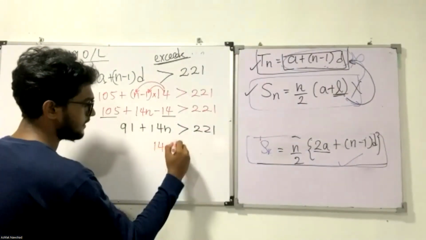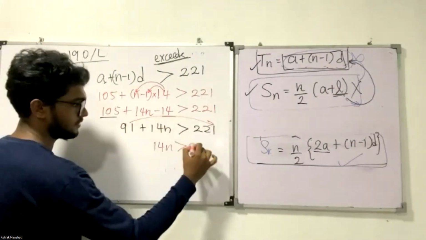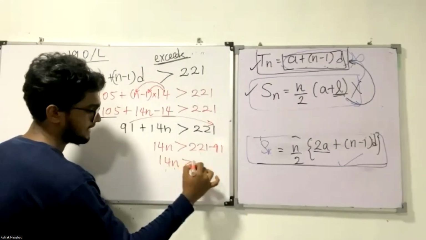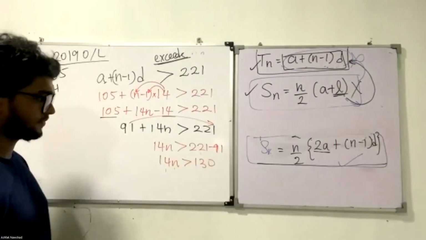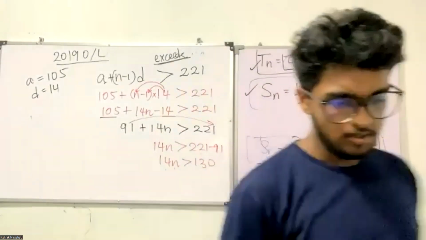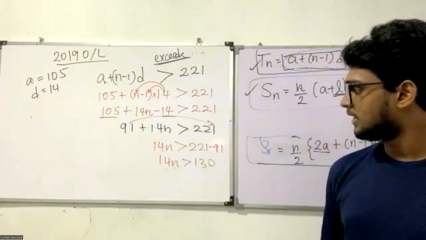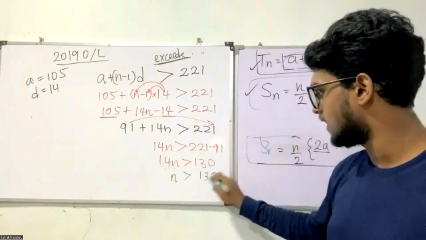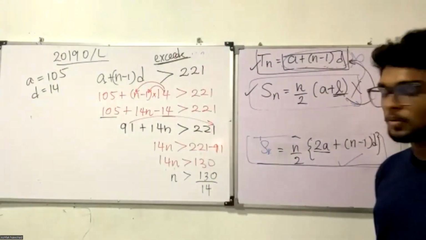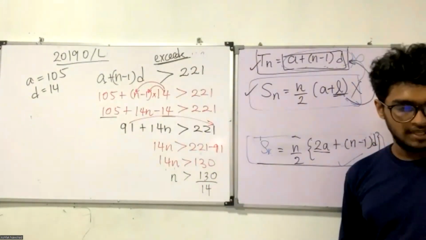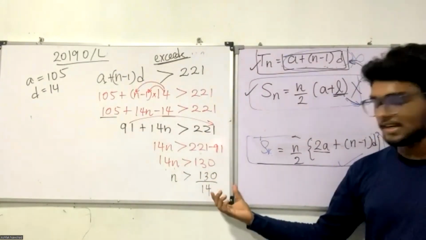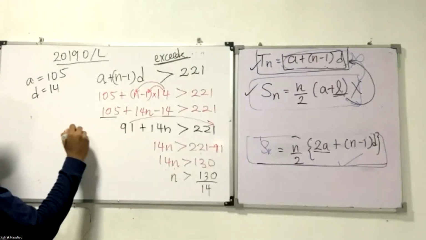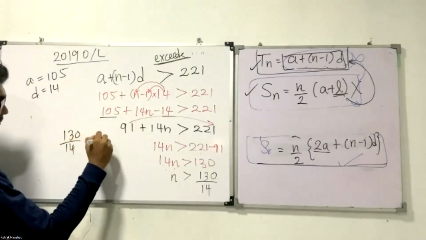14n is greater than, I'm going to take this number to this side, 221 minus 91. So this is 14n is greater than 130, meaning n is greater than 130 divided by 14. So this doesn't give you an integer. We expect a decimal value. Let's divide. 130 over 14 is definitely something like 9 point something.